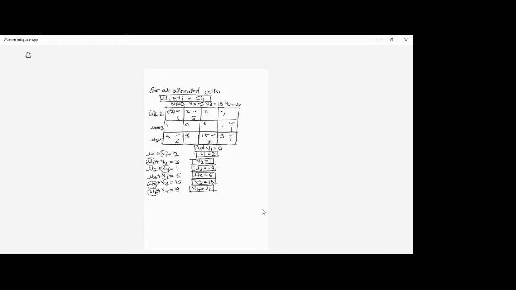But what is the beauty here? We are not going to test every unallocated cell. In the stepping stone method, what we did was, we tested every unallocated cell by putting some allocation, and then we did this cell evaluation.